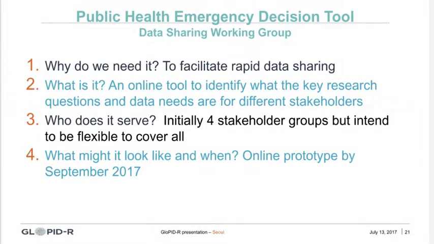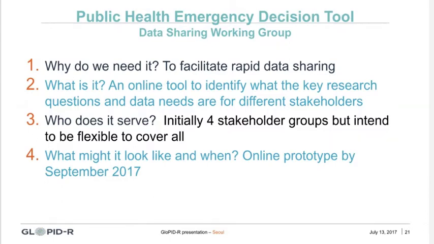The other thing that's important to note is that we will be looking at the key different types of public health emergencies in terms of what different questions you need to ask at different points, depending on what type of outbreak you have. For example, if you have a yellow fever outbreak where you already have a vaccine, your starting point for the questions that you ask is fundamentally different from if you have a Zika outbreak or an Ebola outbreak for which you are trying to develop a vaccine. So trying to work out through a decision tool what are the questions you ask, by whom, and who you need to share the data with in order to address those questions, is the premise behind the decision tool.